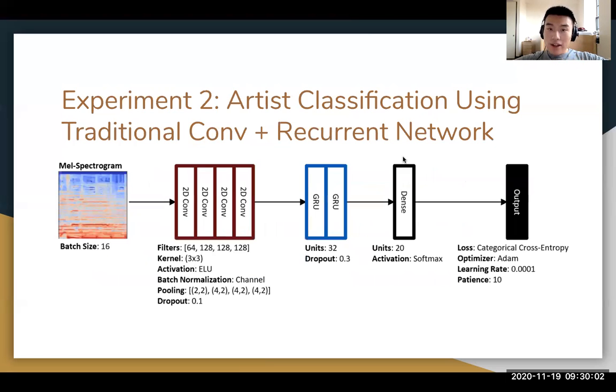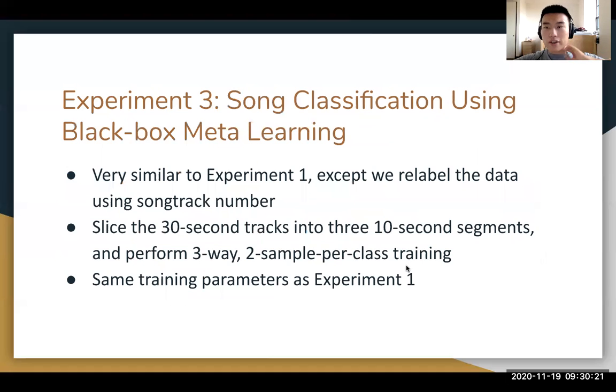For experiment two, I did artist classification using a traditional conv and recurrent network this time. I would feed the mel spectrogram directly into the 2D conv layers, then some GRU layers and some dense layers, and then produce the final output. For the last experiment, I did song classification using black box meta learning. It's very similar to experiment one, except that we would relabel the data using the song track number.